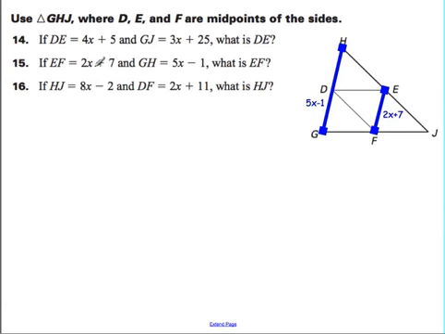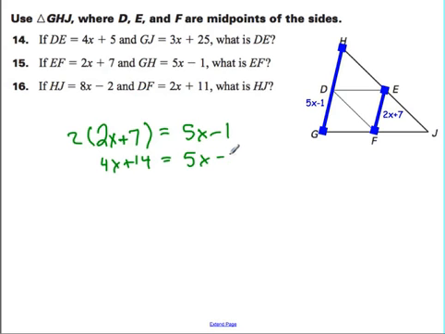It says that EF is equal to 2x plus 7. GH is equal to 5x minus 1. Again, if I was to try to set up an equality, 2x plus 7, that's going to be the shorter one, so I'm going to have to double that, and it has to equal 5x minus 1. Remember, the midsegment is half of the base. So that would be 4x plus 14 equals 5x minus 1.